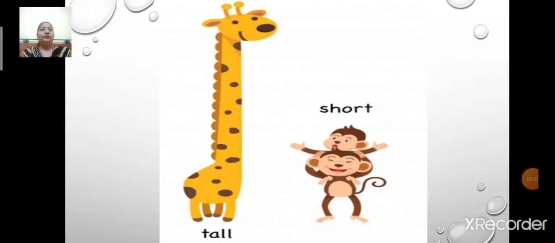Now, tall, short. This giraffe is tall and these monkeys are short. So, T-A-L-L, tall, S-H-O-R-T, short. Tall and short are the opposite words.